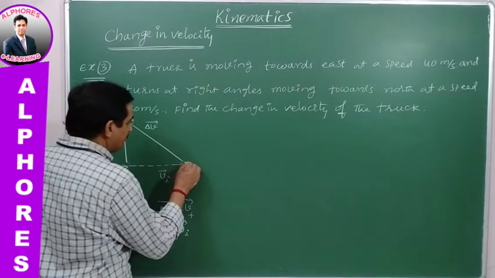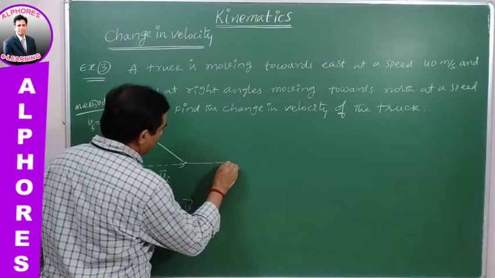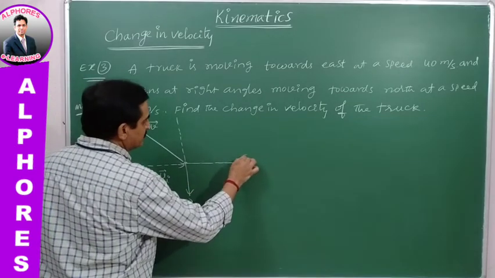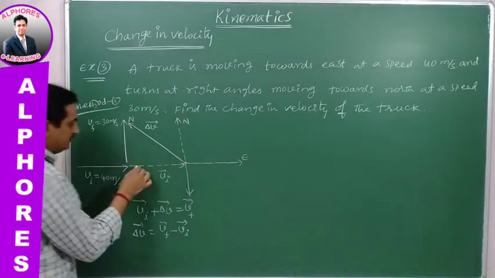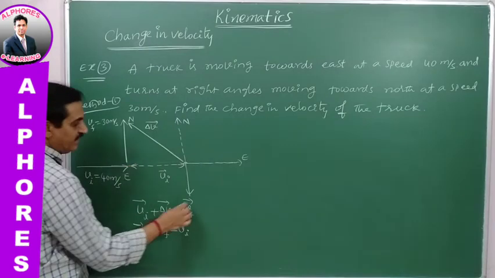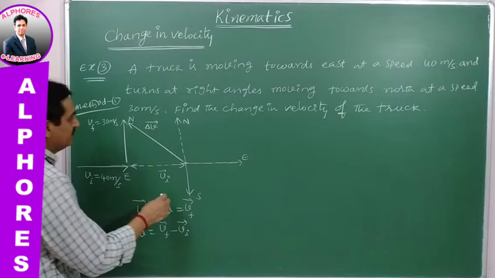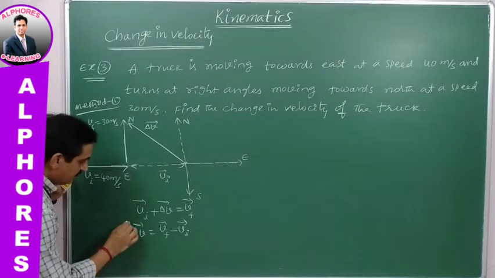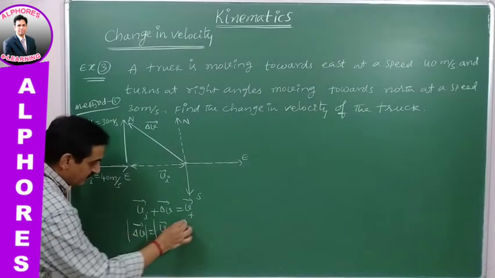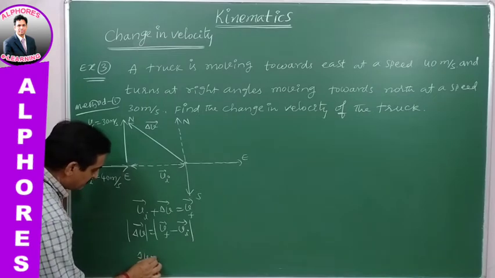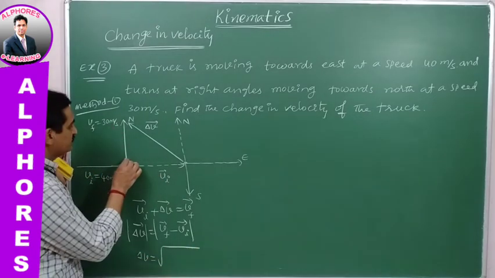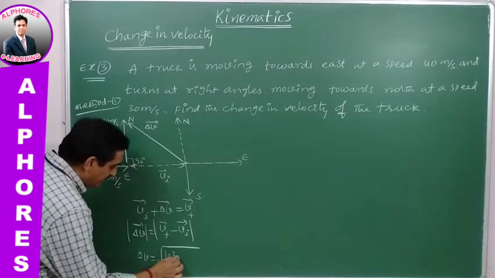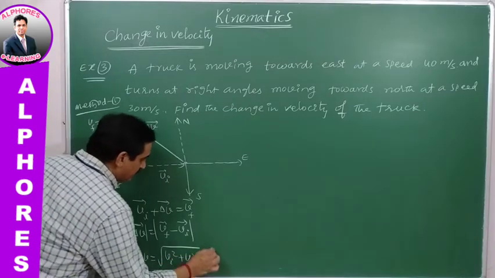Now at this initial point we consider the coordinate system here. This is east, this is north, this is west, and this is south. Finally we attained the change in velocity, and its magnitude we can find here. Its magnitude is root over, actually the angle between these two is 90 degree. Therefore, root over V initial square plus V final square.